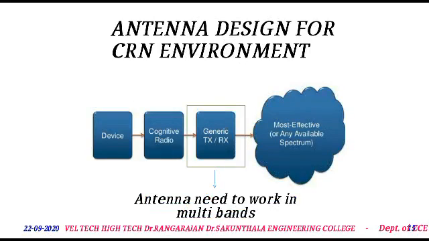Antenna design for CRN environment. Device cognitive radio, generic transmitter and receiver. Antennas need to work in multi-bands. Cognitive radio is programmed and configured dynamically to use the best wireless channel. Such a radio automatically detects available channels in the wireless spectrum and accordingly changes its transmission to allow concurrent wireless communication in a given spectrum band at one location. This process is dynamic spectrum management. Spectrum: microwave, infrared light, ultraviolet light, X-rays and gamma rays.